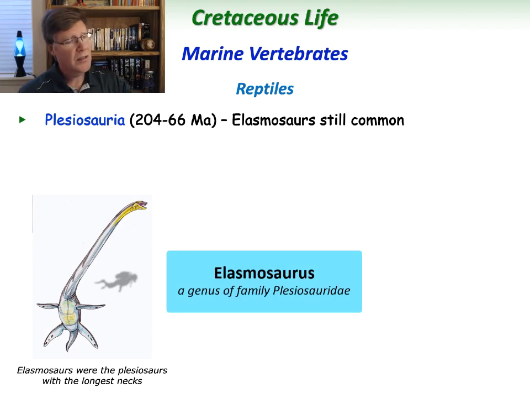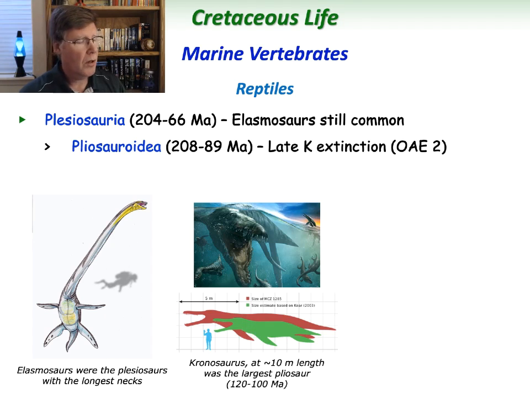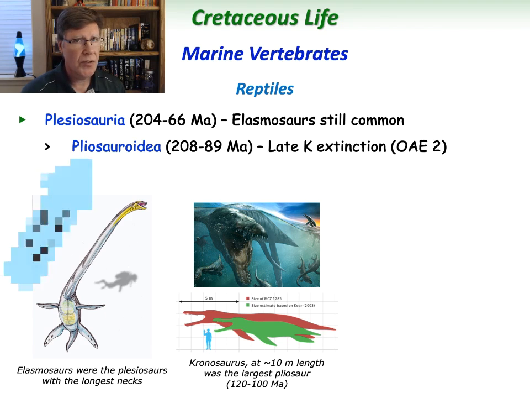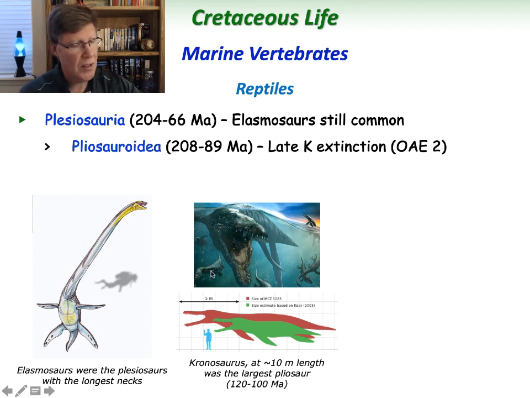And you can see the typically long neck, small head, paddle-like limbs of a plesiosaur. There are also other types of this order that are a little bit different. They have large heads, big jaws, very short necks, still with the paddle-like limbs. And so pliosaurs were very common during this whole time as well. And they would go extinct not at the very end, but during one of these ocean anoxic events, specifically number 2. So here is what we think the largest of them was, Kronosaurus, possibly about 10 meters in length. And so it lived around 120 to 100 in the Cretaceous.